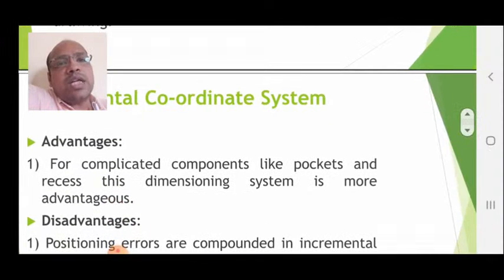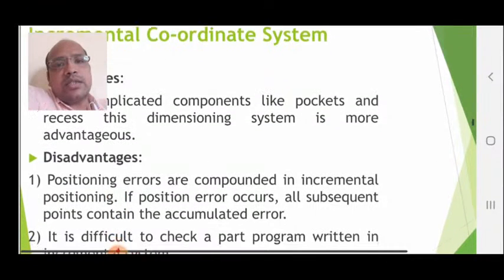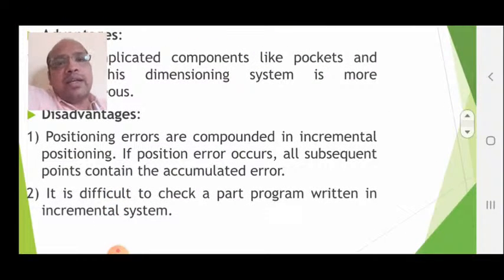Then let us see what is the advantage of the incremental coordinate system. For complicated components like pockets and races, this dimensioning system is more advantageous. And what are the disadvantages? Positioning errors are compounded in the incremental positioning system. If a position error occurs, all subsequent points contain the accumulated error.